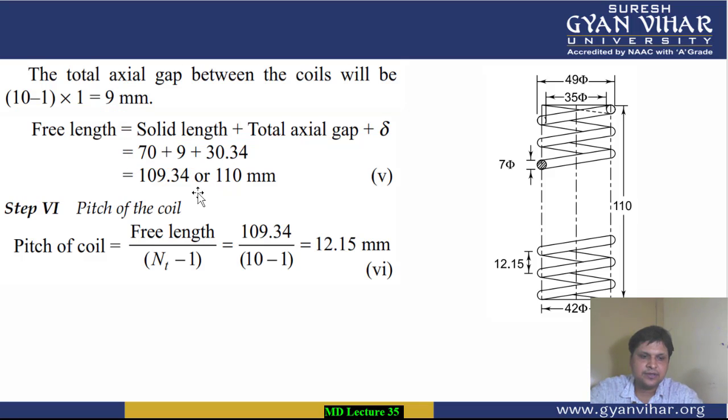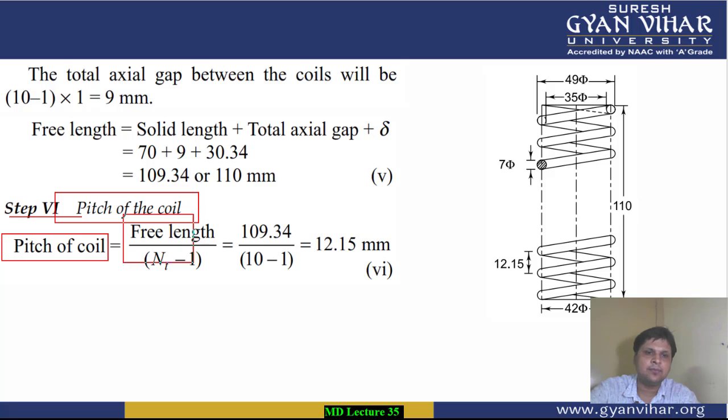Again, the next step is the calculation of the pitch of the coil. How will we calculate the pitch of the coil? The formula I have already told you. Pitch of the coil is calculated by free length upon NT minus 1. This provides you the value of the pitch of the coil.